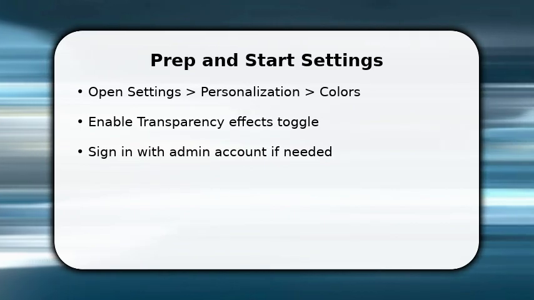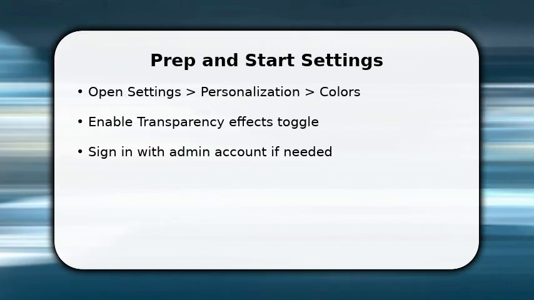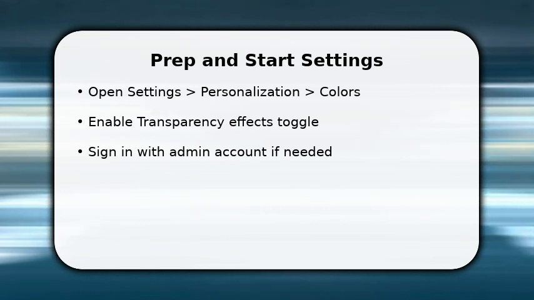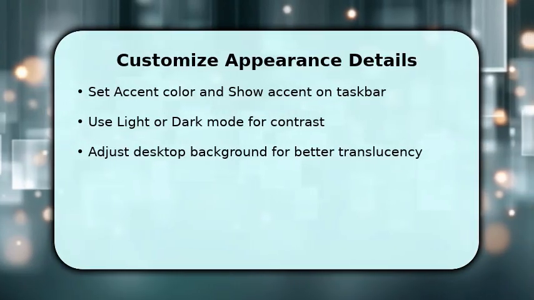If the toggle is grayed out, make sure Focus Assist or Battery Saver isn't limiting effects. Disable those briefly. These steps prepare Windows to accept taskbar transparency changes immediately. Now refine how the transparent taskbar looks.